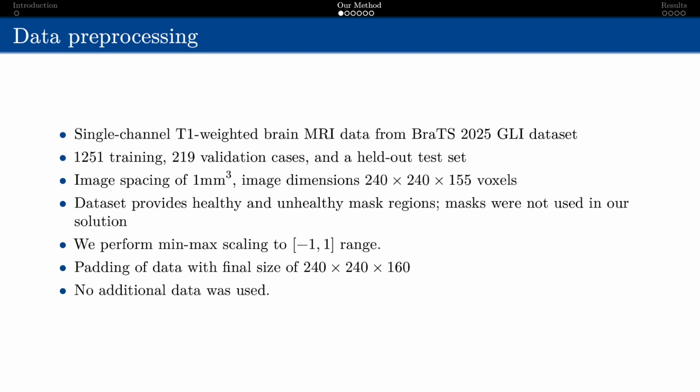As for data, we use the single-channel T1 weighted brain MRI data of the BraTS 2025 GLI dataset. There are 1,251 training, 219 validation cases, and a hidden test set. The image spacing is 1 mm on each axis, and the image dimensions are 240 by 240 by 155 voxels. The dataset provides healthy and unhealthy mask regions. For our solution, we did not utilize the masks.